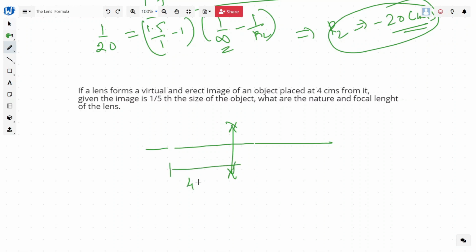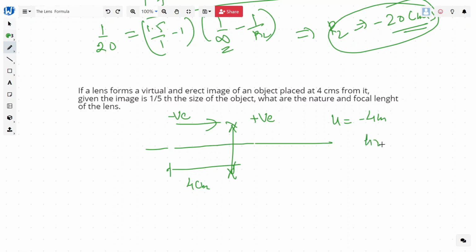So it is placed at 4 centimeter from it. So we'll say u is minus 4 centimeter. So again, the ray of light is coming like this. This is positive direction. This is negative, right? So u is falling on the negative side. Okay. And the image is 1/5 of the size, right?